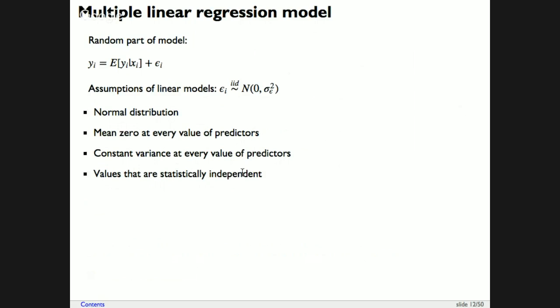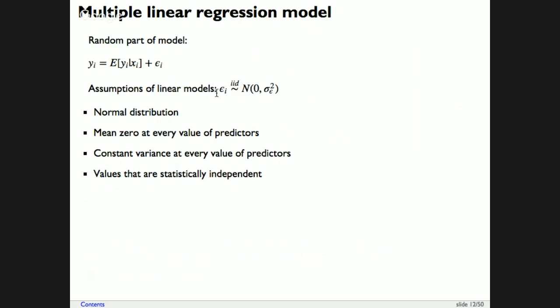That there is constant variance at every value of the predictors. That's this sigma squared. So the residuals have just one value of the variance. That is the statement of homoscedasticity, to use a big word for it.